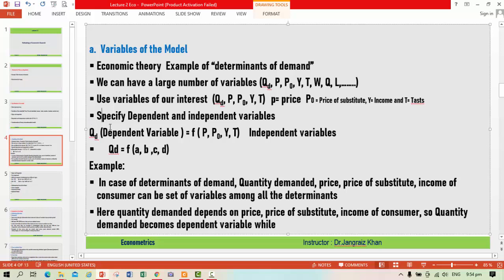Care should be taken to make the difference between the dependent and independent variable, to specify which variable is the dependent variable. Usually we come to know about the dependent variable from the economic theory. We are interested here in the determinants of demand, so demand is the dependent variable. So demand is a function of P, P naught, Y and T, which are independent variables. Similarly, we can have QD as a function of A, B, C, D, which can be any other factors which can affect the demand.